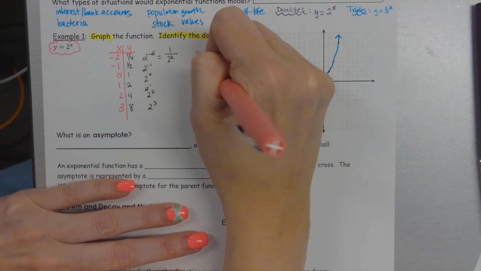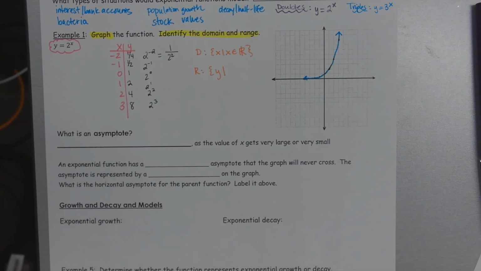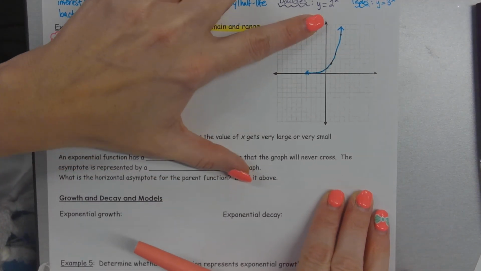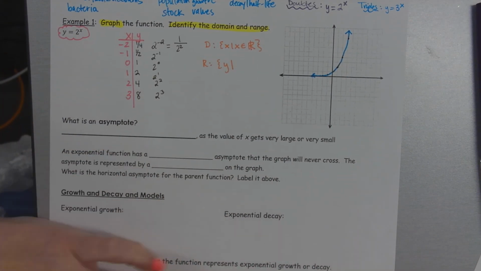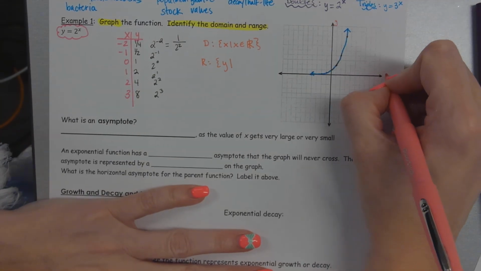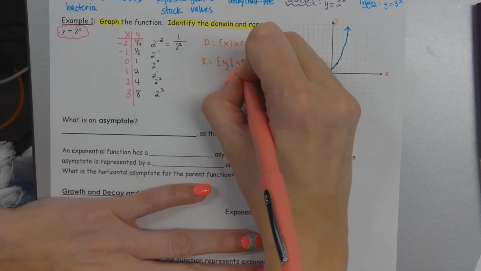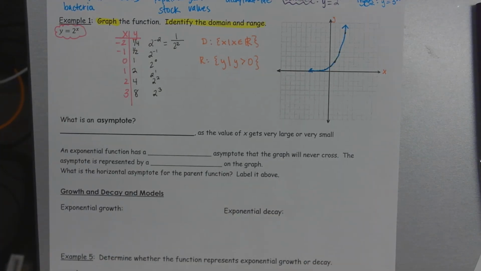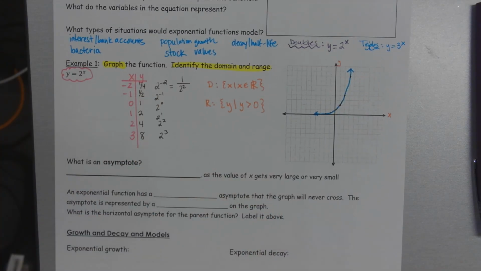Okay, now for your range, that's your y values. So you just have to look and see. All of your values are above what y value? 0, okay? So this is going to be y is greater than 0. Do you guys know why it's not equal to 0? It's never going to reach 0 because what's happening with all those negatives? It's becoming a smaller and smaller fraction.